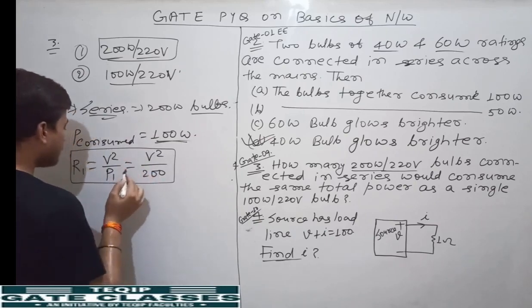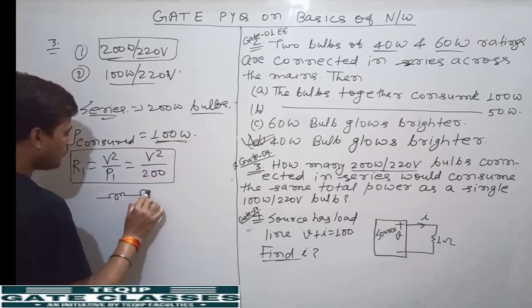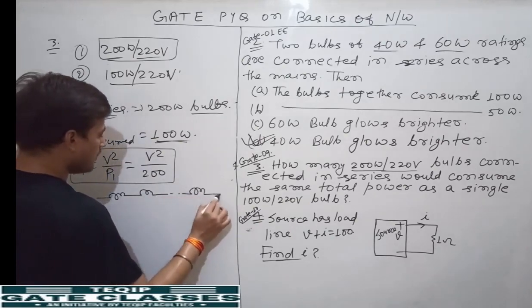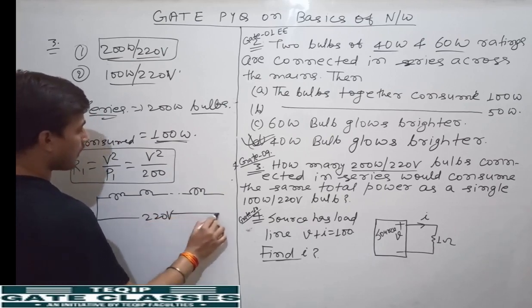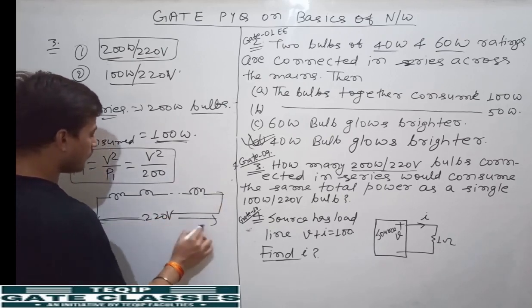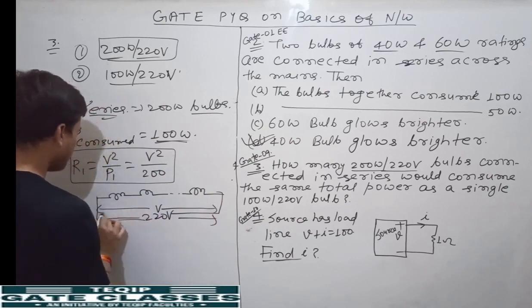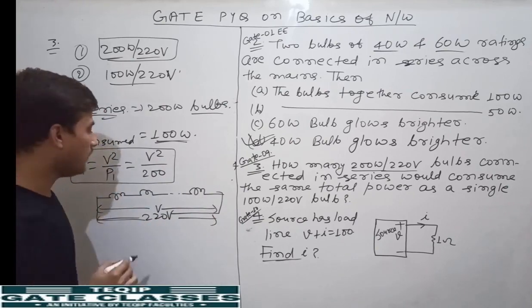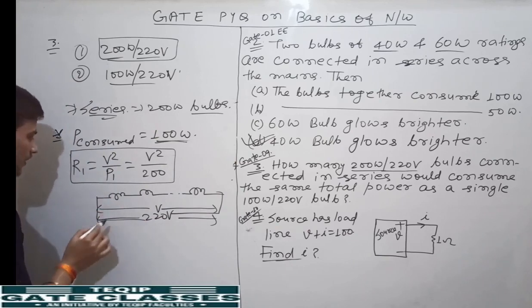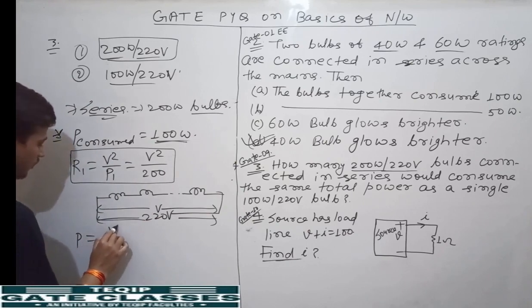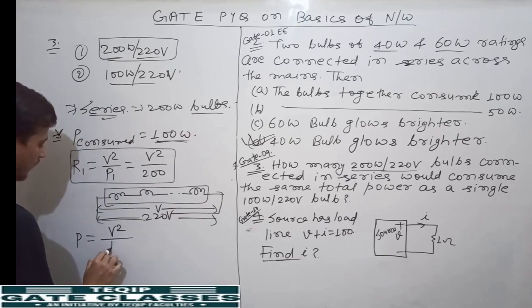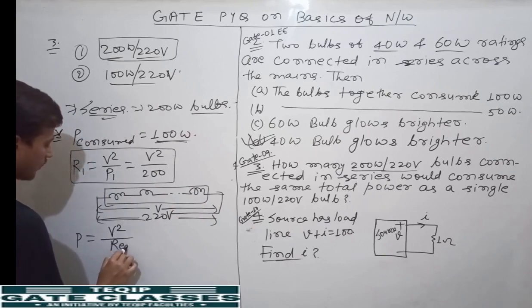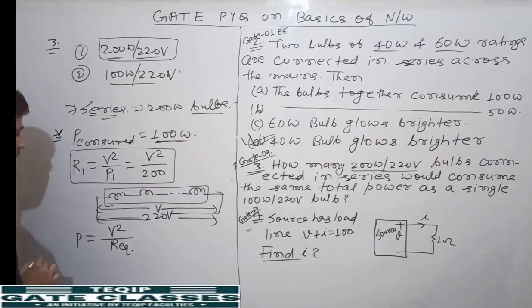Now you are connecting many bulbs in series across the voltage supply of 220 volt, or you can say V volt. So what will be the value of power consumed? Power consumed will be equal to V square divided by total resistance, V square divided by R equivalent or R total.